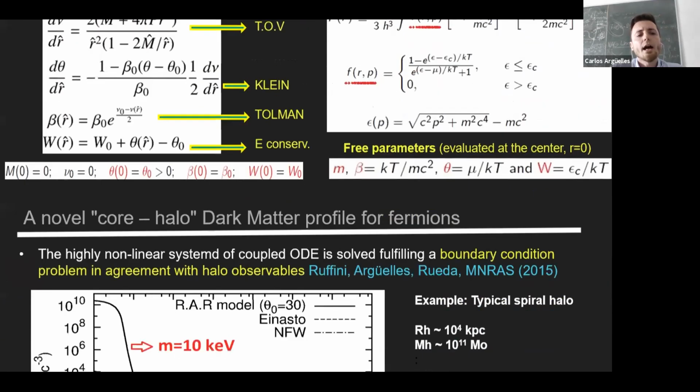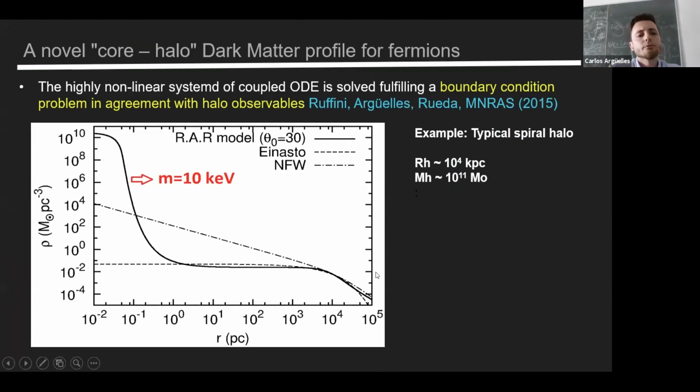Once you have the full system of equations, you can find the most general solution with fixed boundary conditions in agreement with halo observables, for example, in the case of a typical spiral halo with a typical halo scale length of 10 to the 4 kiloparsec and halo masses of 10 to the 11, which is roughly here. With fixed boundary conditions, you can find, for example, a solution like this.